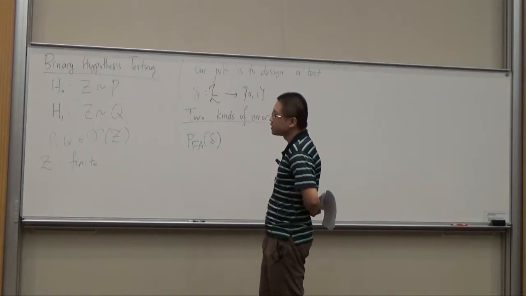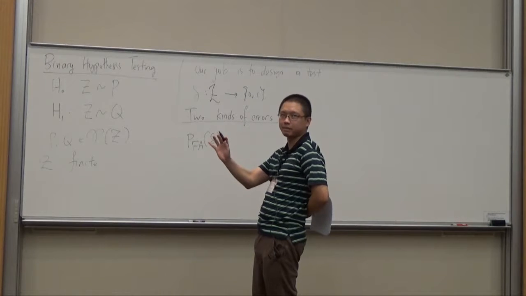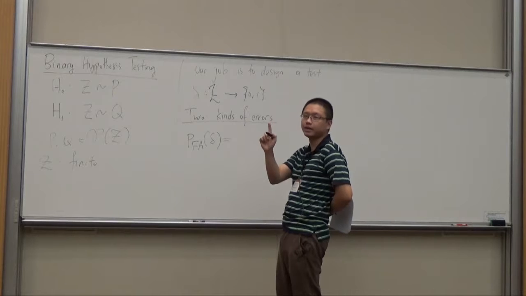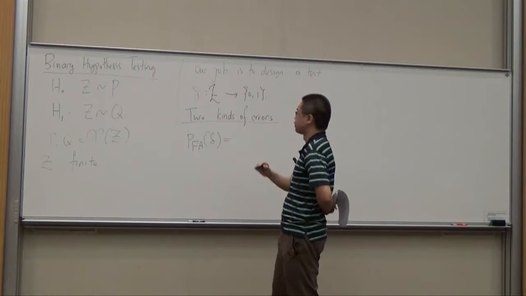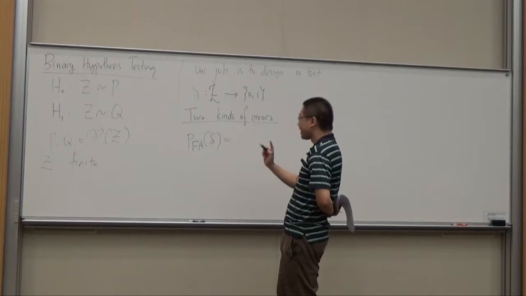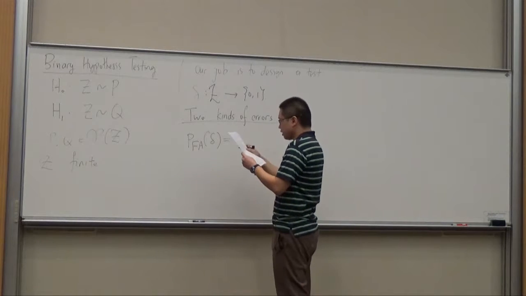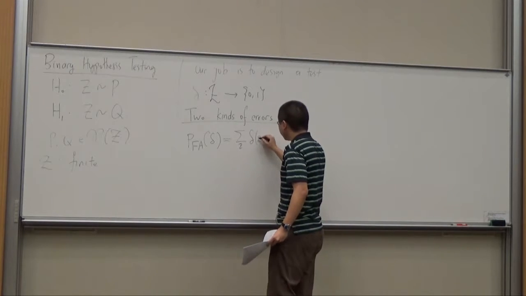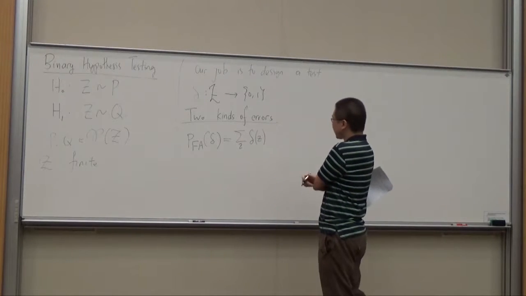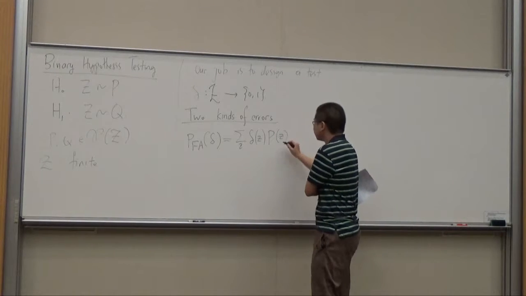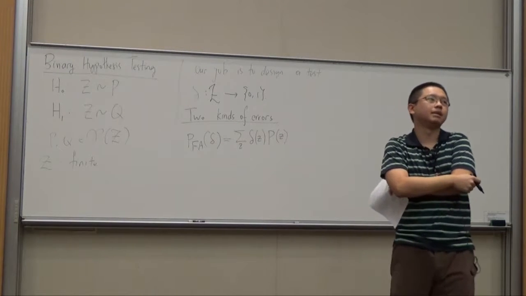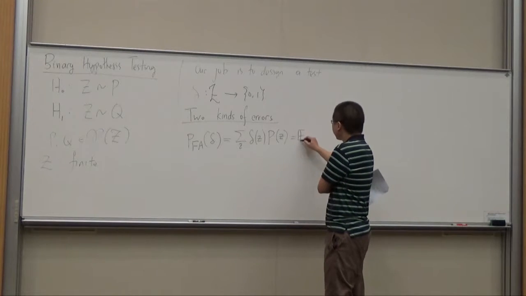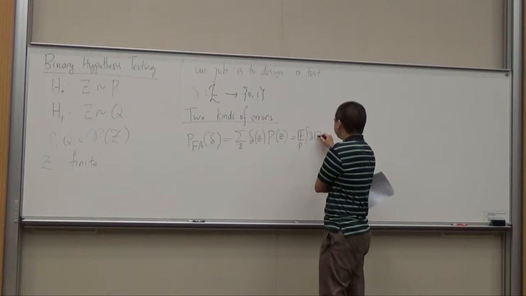So the false alarm means that there is no plane in the sky, but you declare that there's a plane in the sky. So that means that the true hypothesis is H0, there is no plane in the sky, but we declare that there is a plane in the sky. So this can be written as the sum of delta of Z, where you declare that there is a plane in the sky, but the true hypothesis is H0. So that is the probability of false alarm. Another way to write that is the expectation over P of delta of Z.